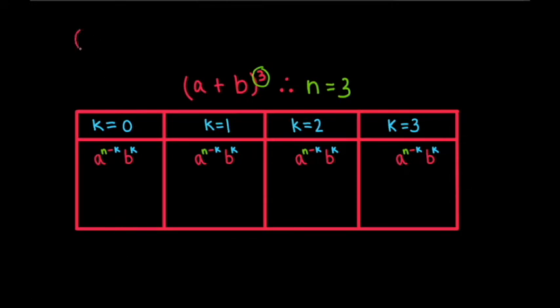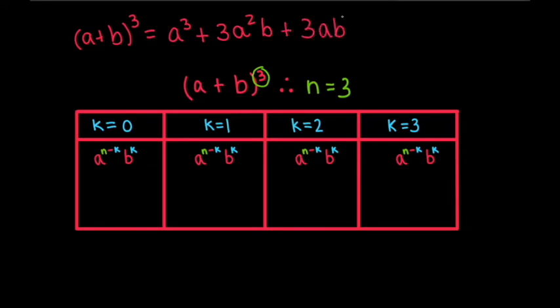We know that (a plus b) to the third gives us something like a cubed plus 3a squared b plus 3ab squared plus b cubed. Now let's take a look at what's happening to our n value, or I guess the power that a is raised to.